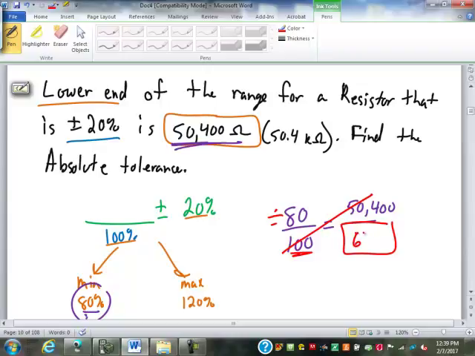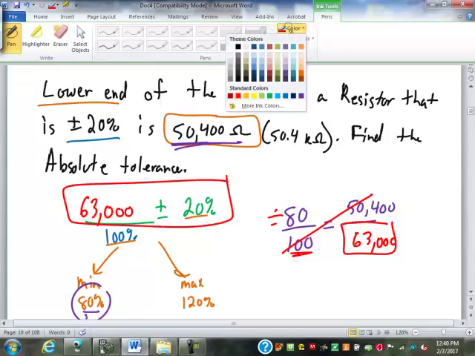Close. Stop by a zero. Decimal place. 63,000. Does that make sense?